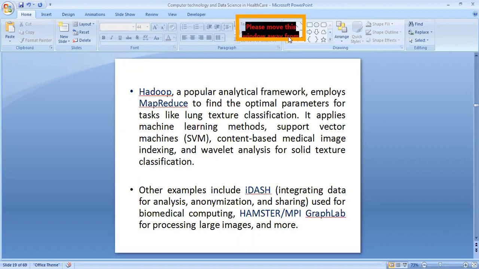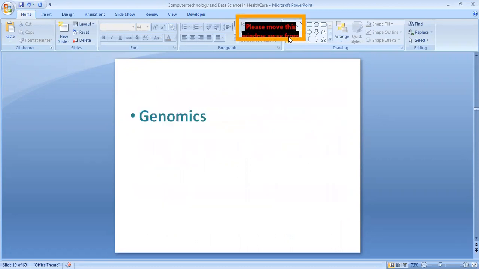Here we go in for a selection of optimal parameters that are going to contribute to a perfect diagnosis, so that appropriate interpretation and treatment may be prescribed. Other examples I have also mentioned, iDash, Hamster, MPI, and GraphLab, are also going to be useful in analyzing or processing very large images. If the data set or the size is huge, you can go in for all these options.